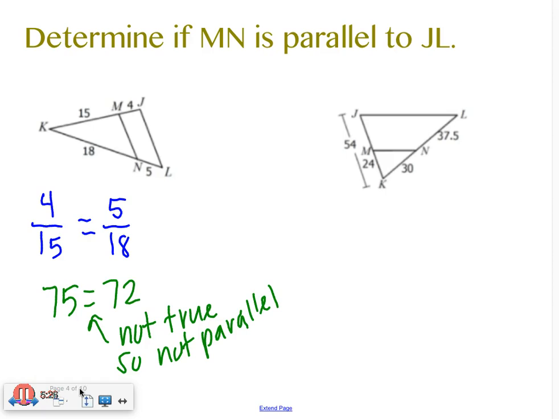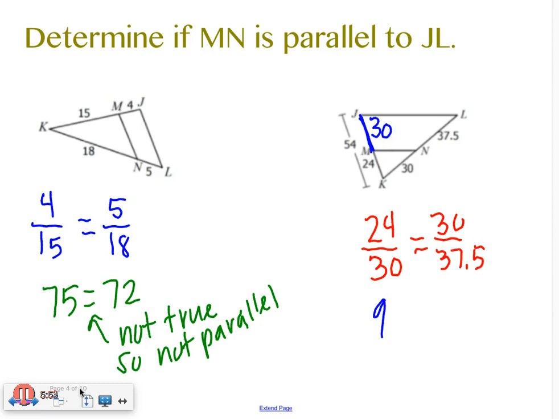All right, what's JM here? 30. What's a proportion I can write now? 30 over 37.5. 30 times 30 is 900. 24 times 37.5 is. So are my lines parallel? Yes.